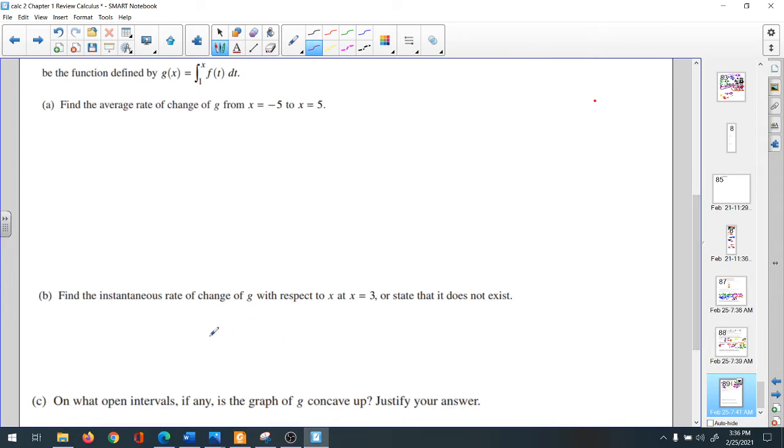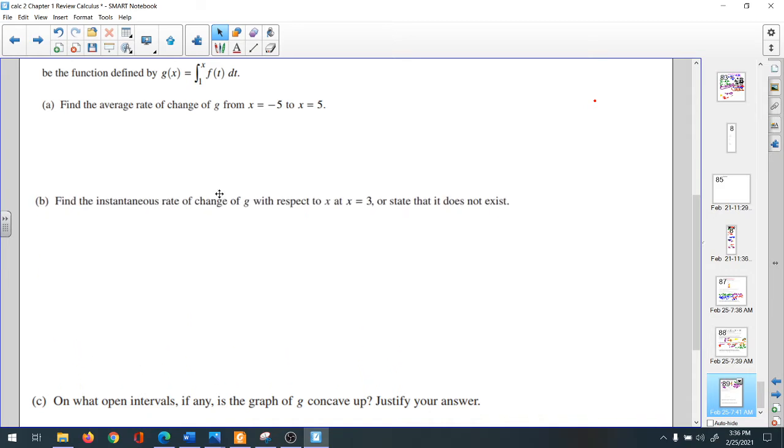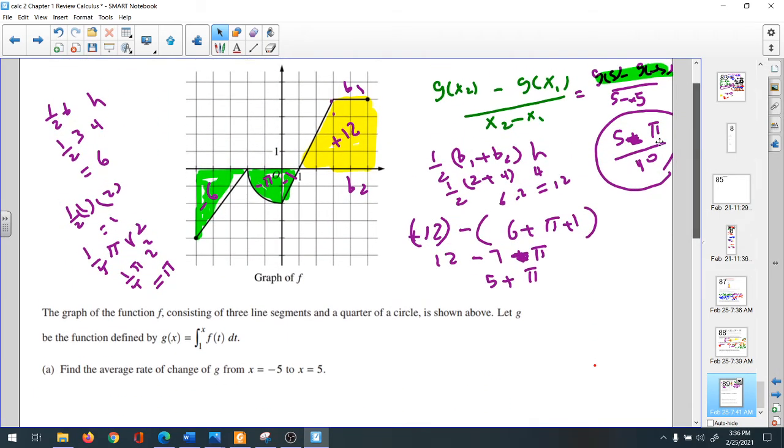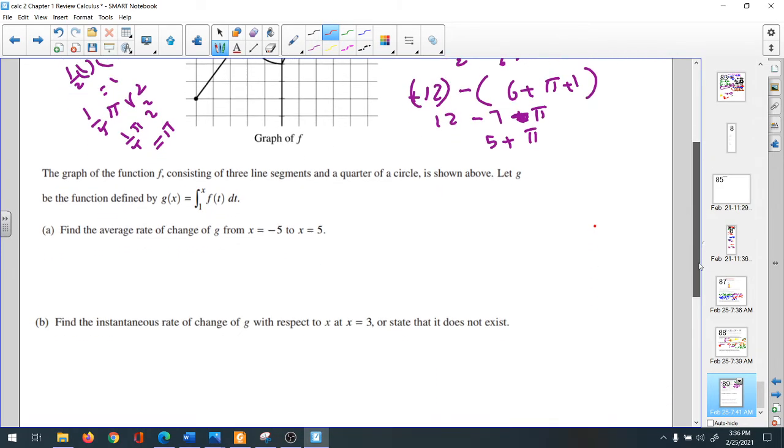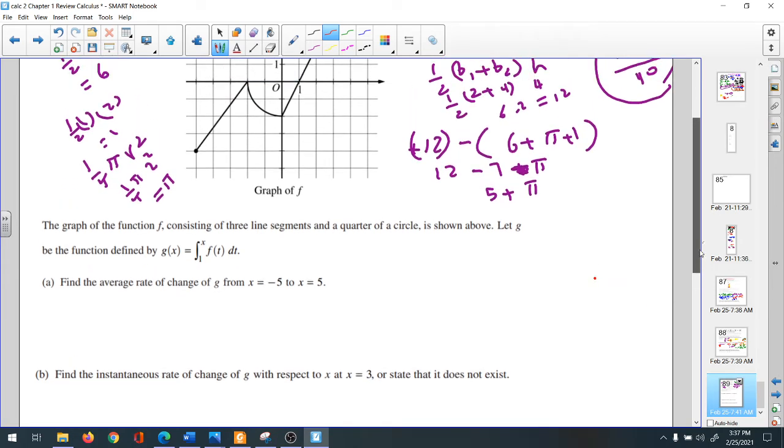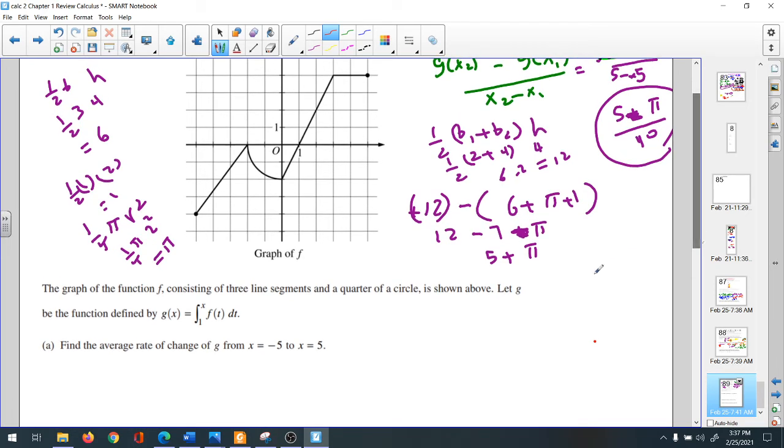Now let's go over part B. Let's move up to look at the graph we used for part A. We need it now for part B. Part B asks to find the instantaneous rate of change of function g with respect to x at x equals 3. Instantaneous rate of change means they want to find the opposite: they want function f. Look at this.